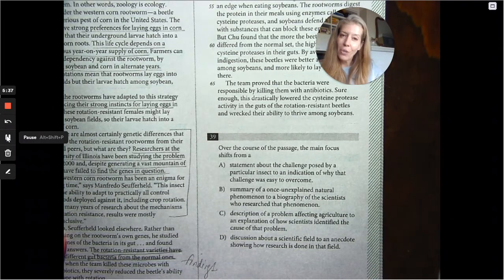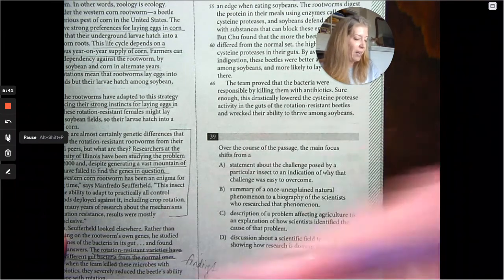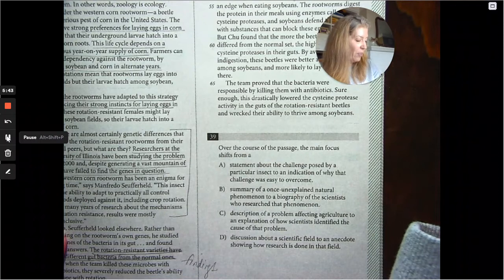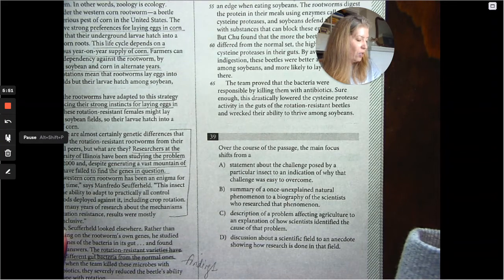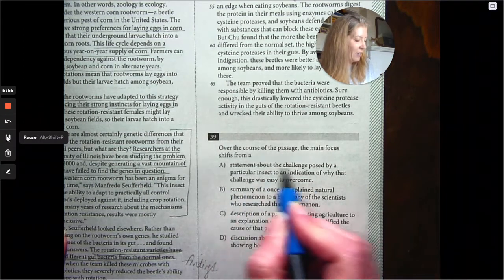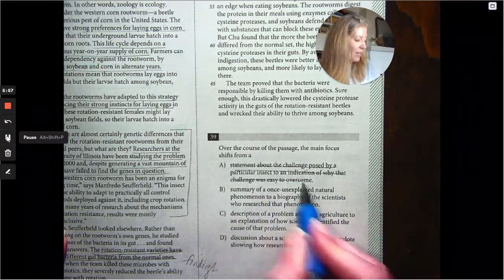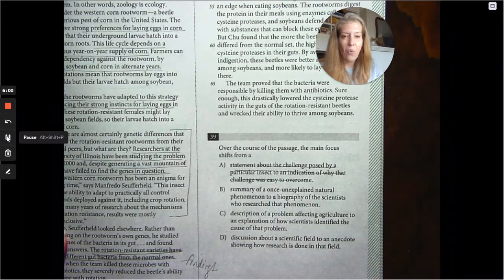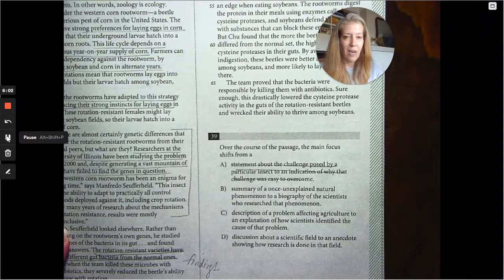Okay, over the course of the passage, the main focus shifts from, so what happens in the passage? The main focus shifts from a statement about a challenge posed by a particular insect to an indication of why that challenge was easy to overcome. It was not easy to overcome. That was very difficult to overcome. A summary of a once unexplained natural phenomenon.